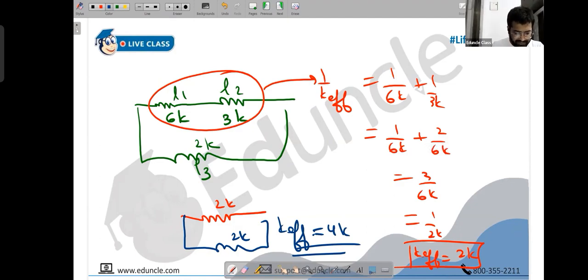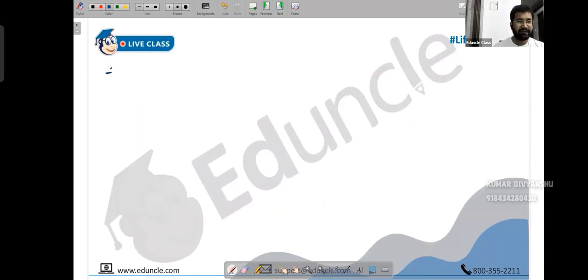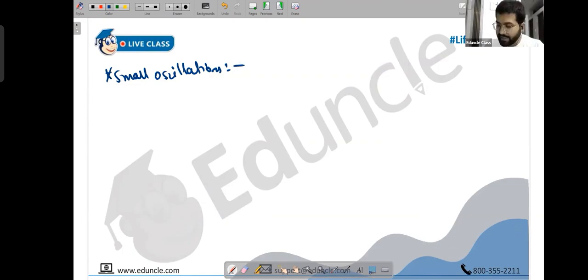Let me see if there's anything else. I think this is fine. And now we can take questions on small oscillations. Okay, so this usually deals with potential energy function, basically the equilibrium concept that you already know. It is related to equilibrium. So we'll just go through some steps.